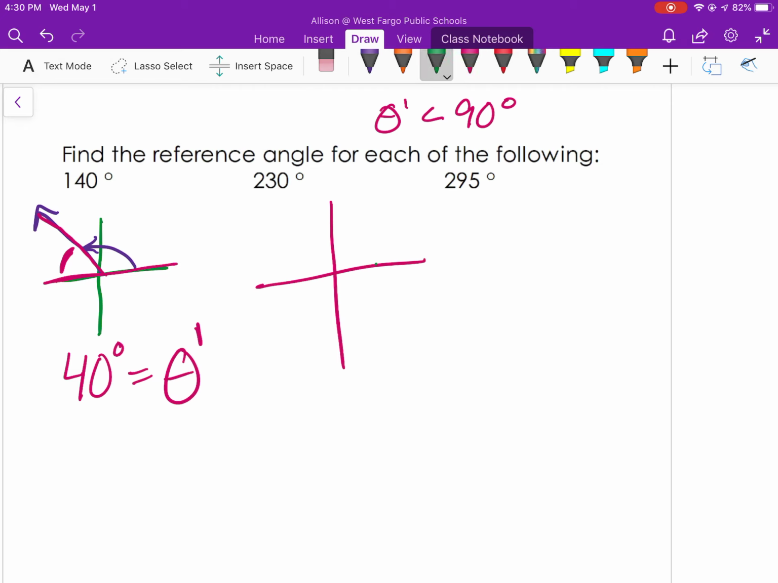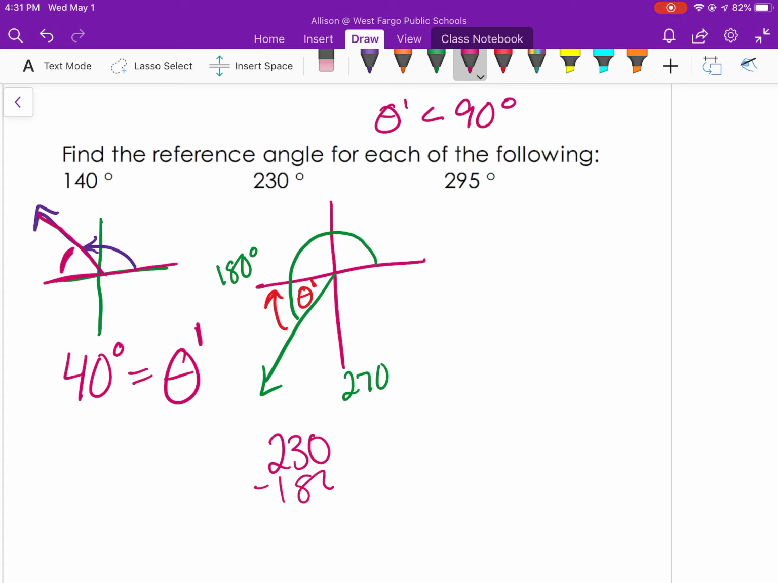230 degrees is right about here. Since this is 270, this is 180. Just remember that you always have to go back to the x-axis for a reference angle. So the reference angle is this angle right here, not the angle that connects back to here, not this one. So to find this one, I would do 230 minus 180, and that would be 50 degrees. So the reference angle for this one is 50 degrees.